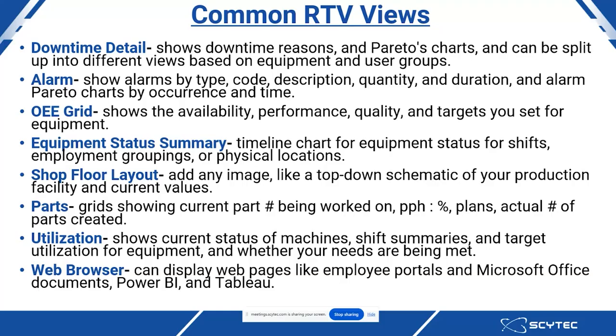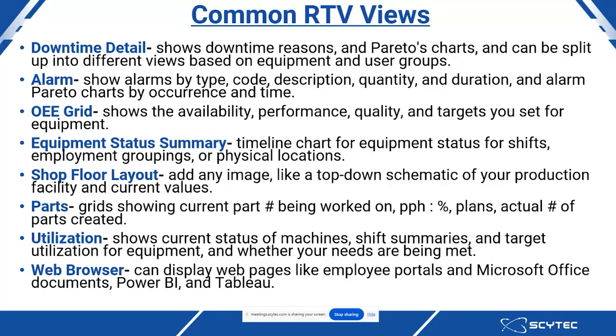So first up, we have the downtime detail, which shows downtime reasons, Pareto charts, and can be split up into different views based off equipment and or user groups. I've already gone over the alarm view a couple times, but that shows alarms by type, code, description, quantity, duration, and alarm Pareto charts by occurrence and time. Another common RTV view that we have is the OEE grid, which shows availability, performance, quality, and those user-defined little blue dots for targets that you set for your equipment, for utilization rates.